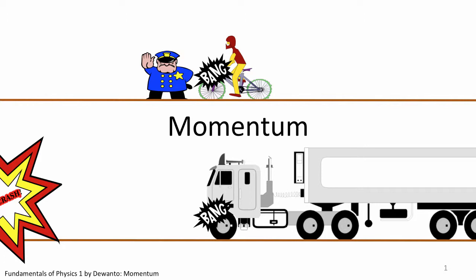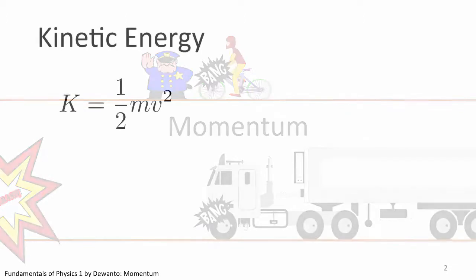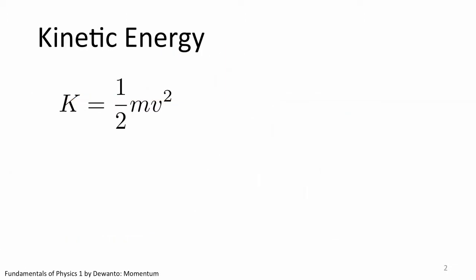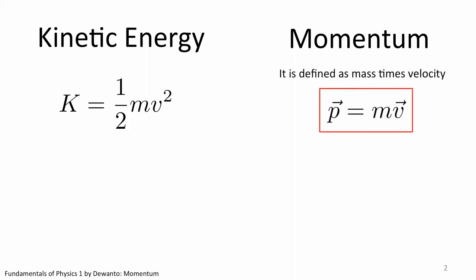Now, two quantities which are derived from velocity and mass immediately come to mind. One is kinetic energy, 1/2 mv². The other quantity is new to us. It is momentum. Momentum is defined as mass times velocity. It is denoted using small case p.